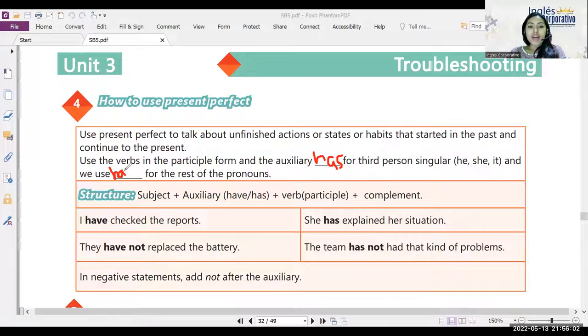Okay, so here we have some examples, okay, about this present perfect. I have checked the report. They have not replaced the battery. In negative statement, sorry, she has explained her situation. The team has not had that kind of problems, okay?